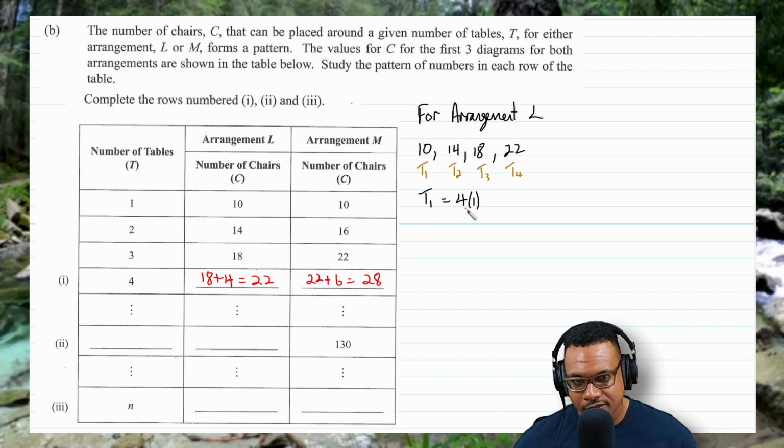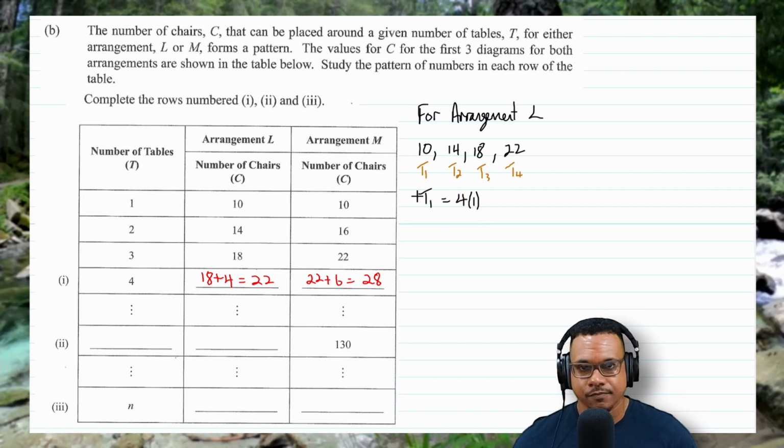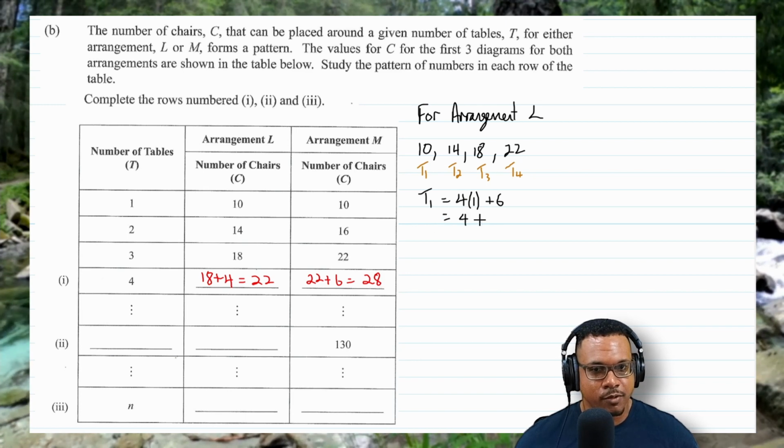So I'm going to ask myself, what do I need to add to 4 or subtract from 4 to get 10? Now 4 plus 6 is 10. So I'll need to add 6. So if I add 6 here, and let's work it out. 4 by 1 is 4 plus 6. You would get 10, which is our first term.